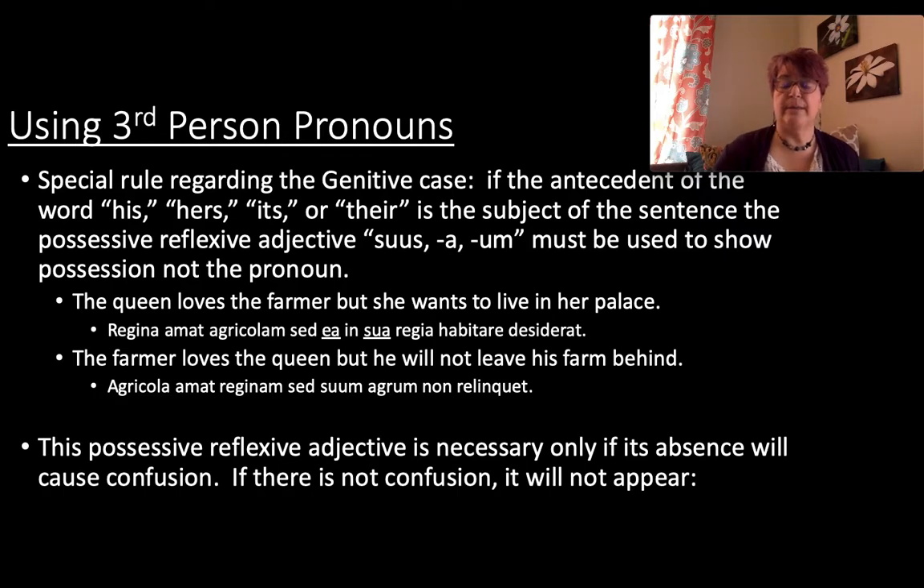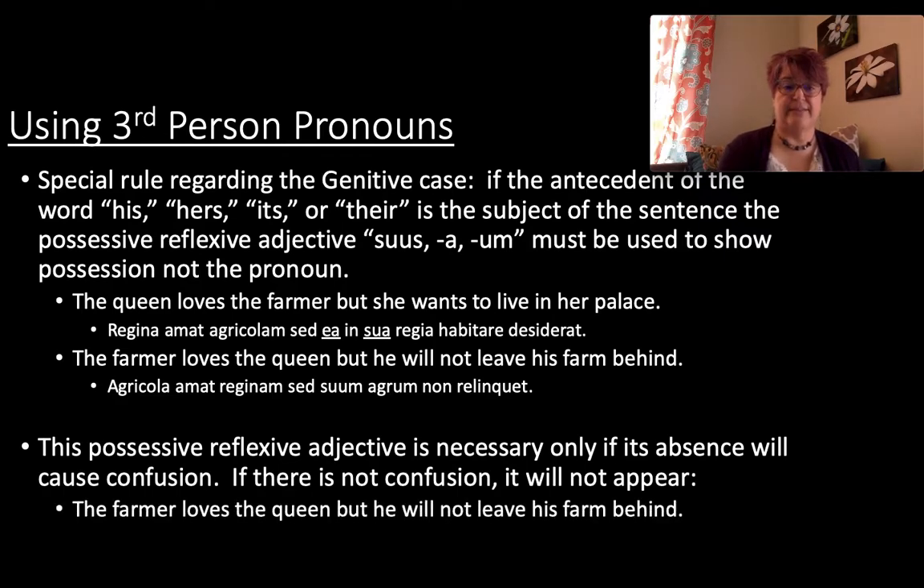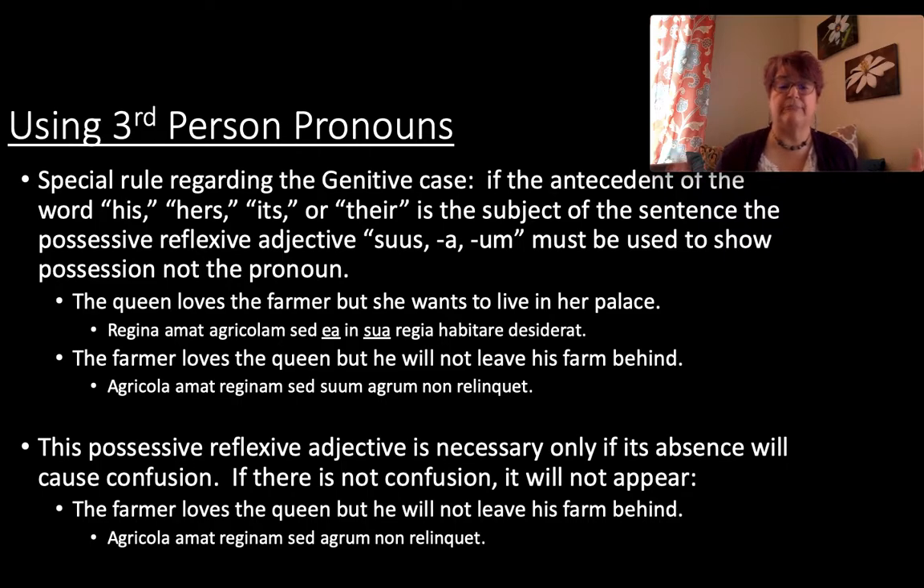That's the norm. The norm is like this: the farmer loves the queen, but he will not leave his farm behind. It makes sense that the farm that he's not going to leave behind is his own. There's no confusion in that sentence about who is the his. We know it's the farmer. So we would probably see the sentence written, Agricola amat reginam sed agrum non relinquet. It's the same sentence as up above, but minus the suum.